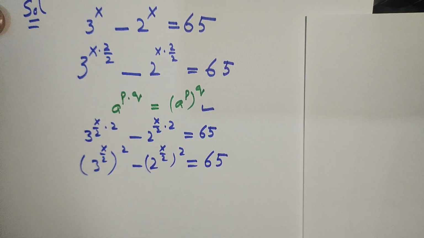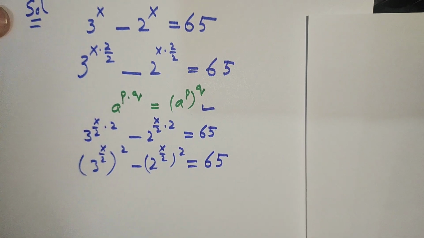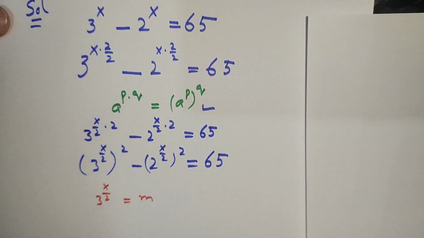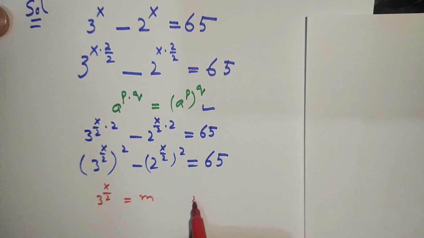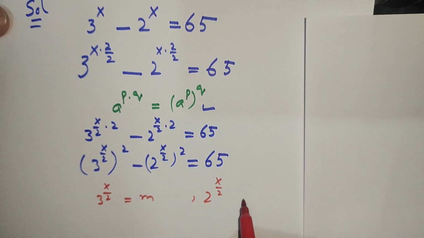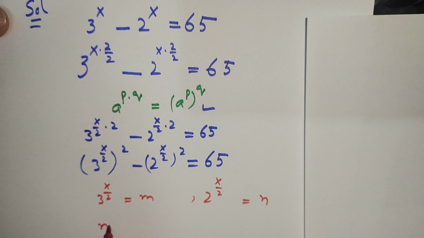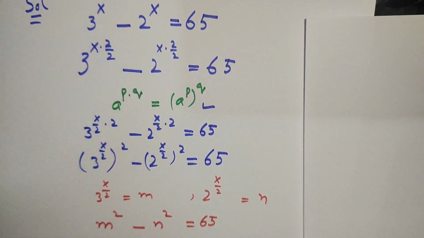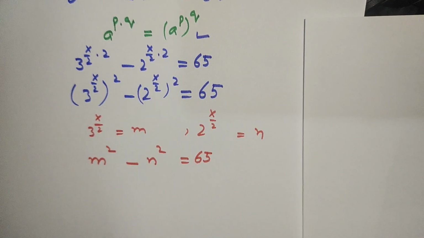Okay, now we can use some other variable here. By putting some other variable, we will put 3 raised to power x over 2 as m and 2 raised to power x over 2 as n. So the above expression can be rewritten as m square minus n square is equal to 65. So we have a very nice expression now.